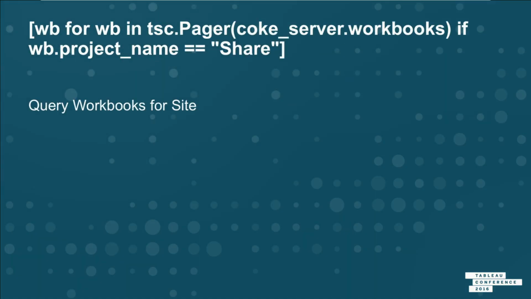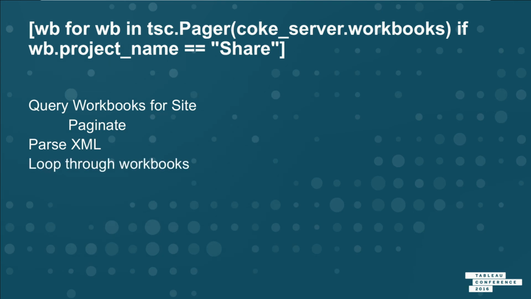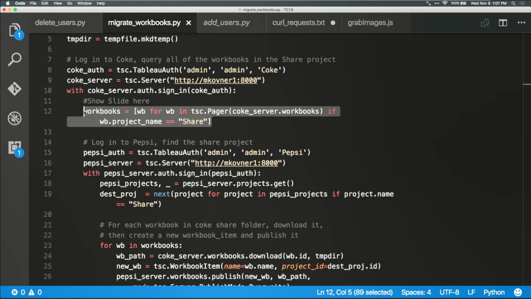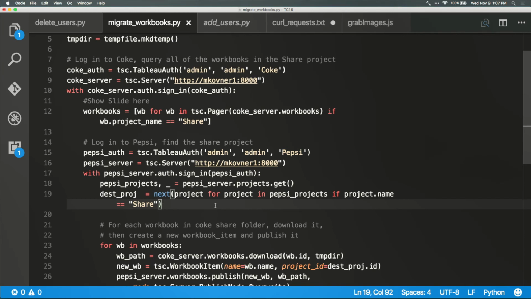Now, what would happen if I actually was doing this from the REST API? What all is going on from this one line of code? First of all, I'm querying the workbooks for the site. I'm paginating and sending a different request for each page. I'm parsing the XML. I'm looping through the XML of each workbook. I'm checking the ID attribute in the individual project, all of the individual project attributes. And then I'm pushing if they match the project name, project ID, which I would have to have stored already, pushing those to an array. But instead, I do that with a single line of code of the Tableau Server client library.